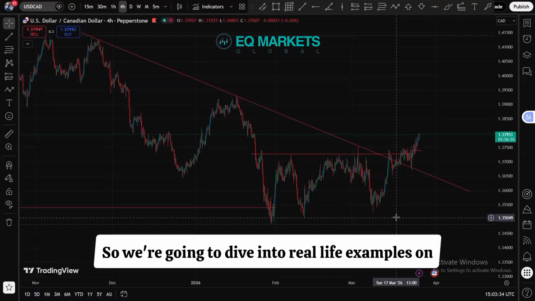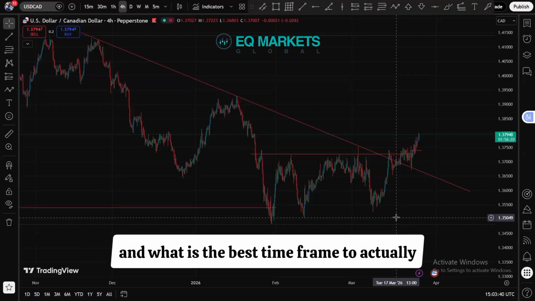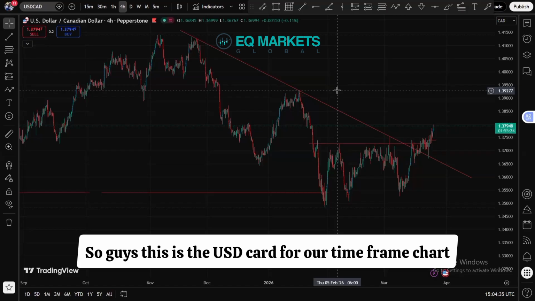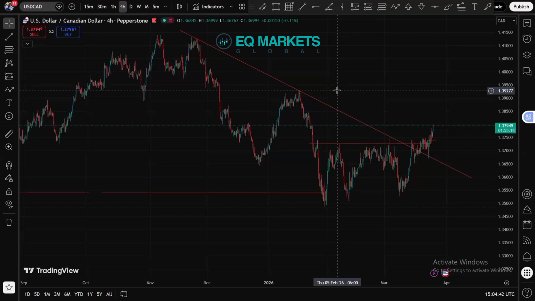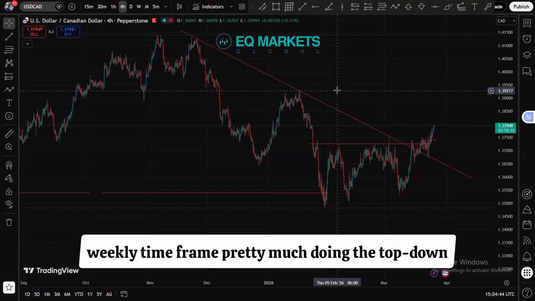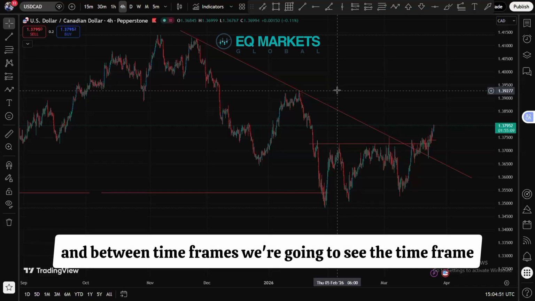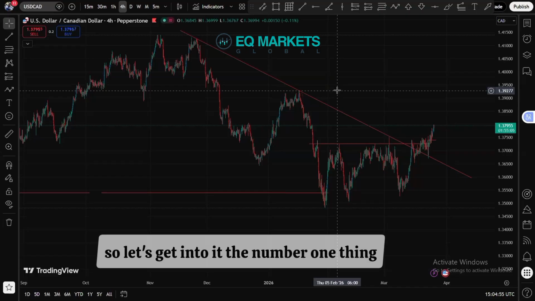So we're going to dive into real life examples on how you can use the trend line and what is the best time frame to actually draw your trend line. So guys, this is the USD CAD chart. Let us draw the trend line from a weekly time frame, pretty much doing the top-down analysis, scale it down to a 1 hour time frame, and between time frames, we're going to see the time frame that best serves the purpose of a trend line. So let's get into it.